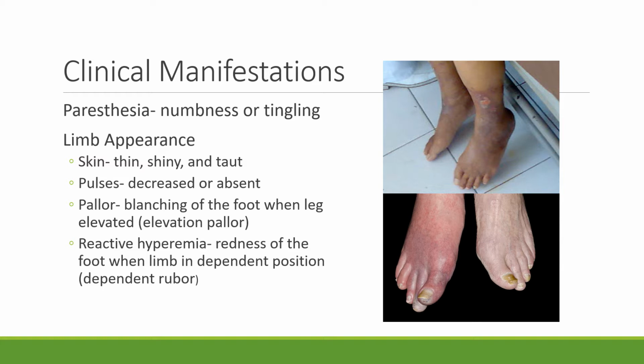Another sign of the limb not being perfused well would include pallor, which is blanching of the foot, and that will develop when the leg is elevated, and so it is referred to as elevation pallor. On the other hand, we can see reactive hyperemia, which is redness of the foot, and this develops when the limb is in the dependent position, and that is referred to as dependent rubor.